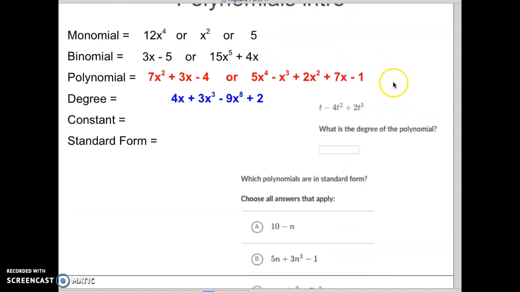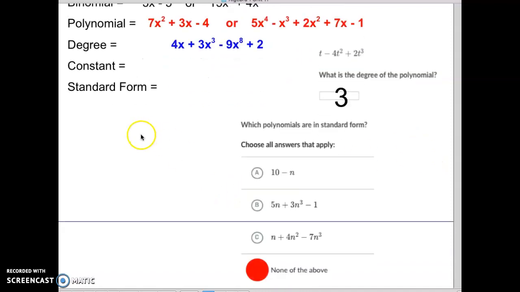How about this one right up here? We've got this polynomial right here, and it says, what is the degree of this polynomial? So we look at which one has the highest power, and it is 2t to the 3rd power, so the degree of this one is 3.